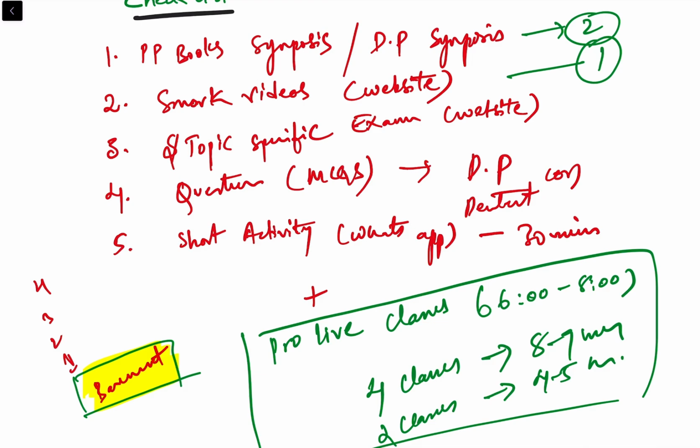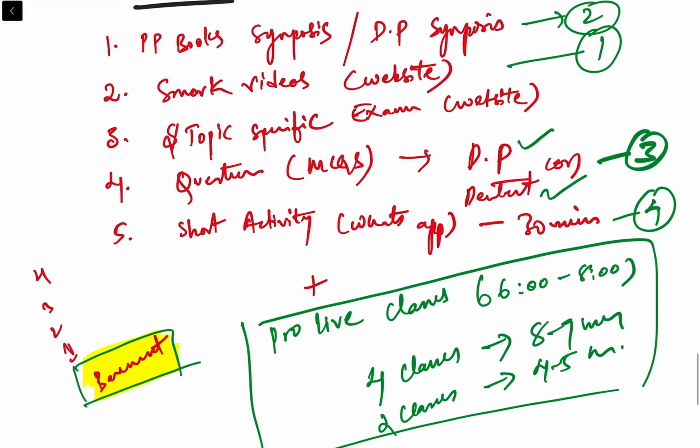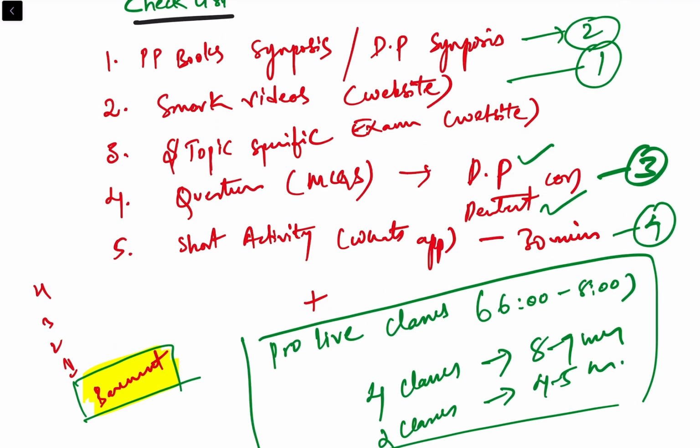Third, I want you to solve the MCQs of the particular topic. Once you have started a topic, solve the MCQs from either of these two sources or both. Try to solve the MCQs and understand them. The fourth one is the evening activity. It is an add-on that makes your preparation more comfortable and more aesthetic. An evening activity of half an hour or 40 minutes is like the finishing and polishing of your restoration.